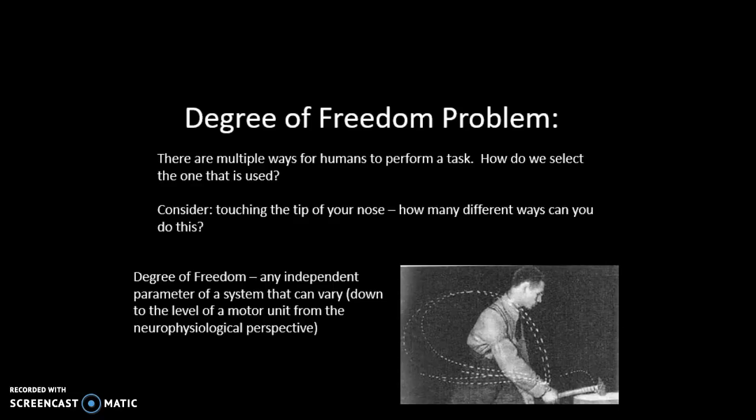So the degree of freedom problem is that there are multiple ways for humans to perform a task. So how do we select the one that is used, or the best one? So we need to consider, I mentioned touching the tip of your nose. You can do this several different ways. So to give you guys some background, the degree of freedom is any independent parameter of a system that can vary, down to the level of a motor unit from the neurophysiological perspective.